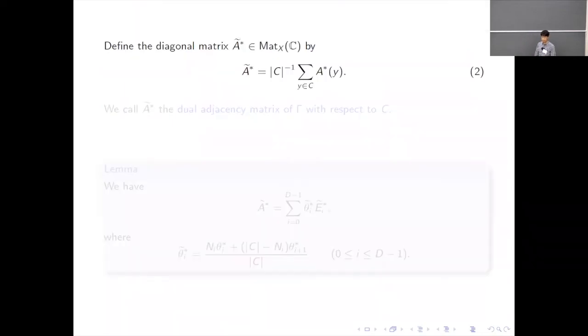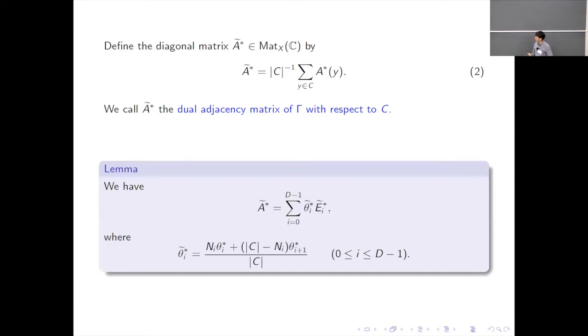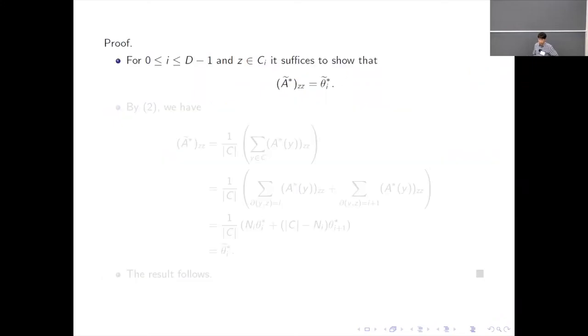To follow along, whenever you encounter the tilde notation, it refers to an expression related to the Delsarte clique C. Now we define A star tilde as this sum: 1 over C times the sum of A star y, the dual adjacency matrix of gamma with respect to y, where y is a member of C. Then this A star tilde is actually the sum of Ei star tilde with some scalar, where this scalar is expressed there. Let me just prove this. To prove this equation, by definition, it suffices to check that the zz entry of A star tilde is theta i star tilde.